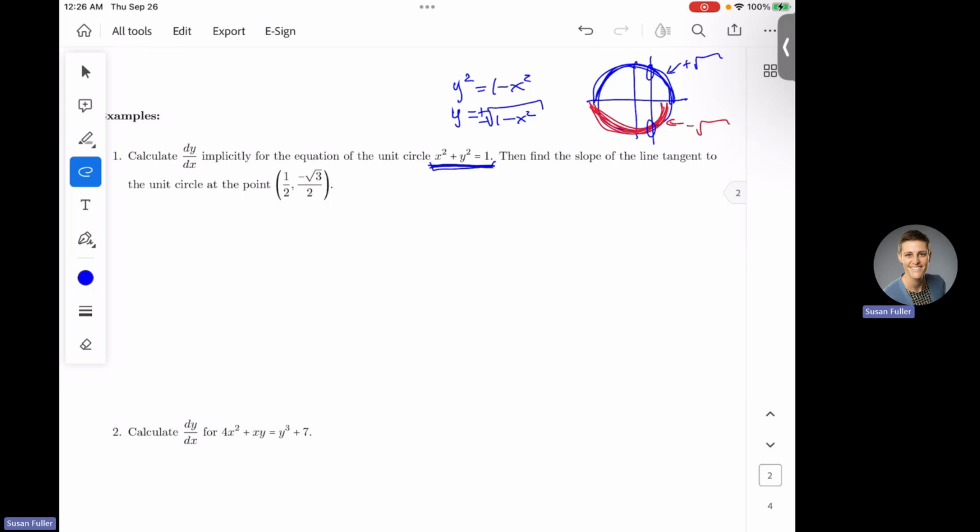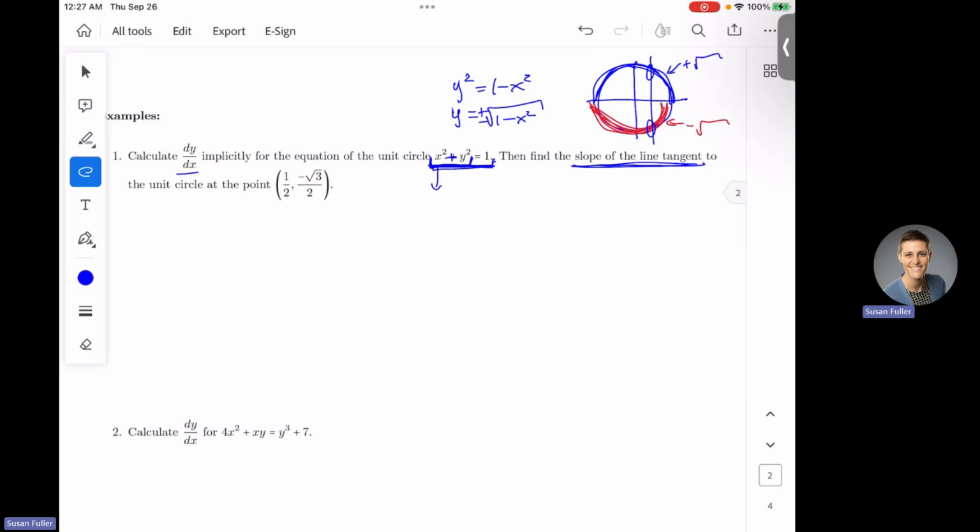Okay, now I want the slope of the line tangent. That means I'm going to need the derivative, right? That's how we find slopes of tangent lines, is a derivative. So I need to find dy dx. To find dy dx with implicitly defined functions, I'm going to take the derivative of both sides of the equation, right? Every piece of the equation, and just apply the derivative rules. So let's take the derivative of the left side. I've got x squared plus y squared. They're separated by addition, so I'm going to do it piece by piece.